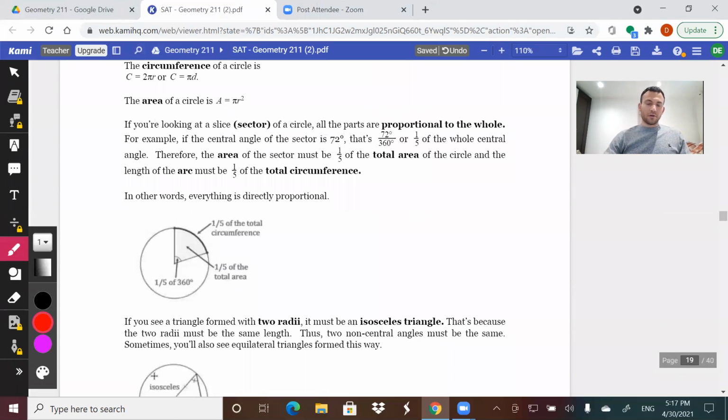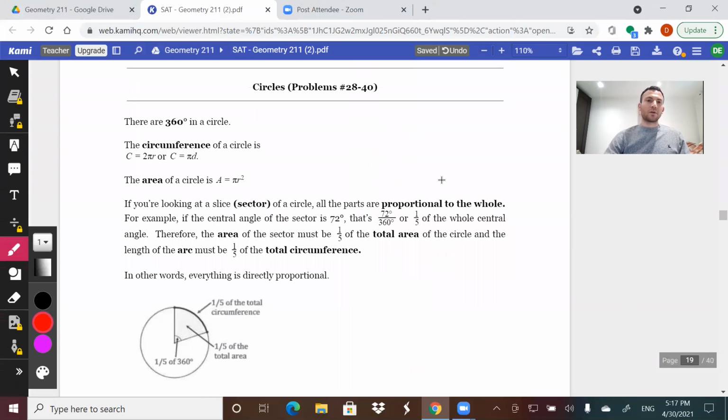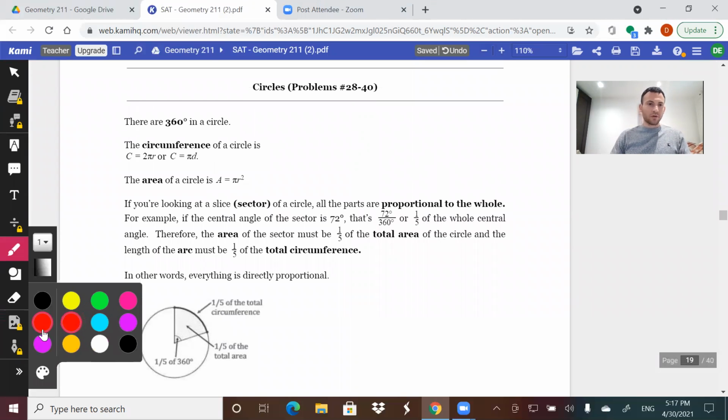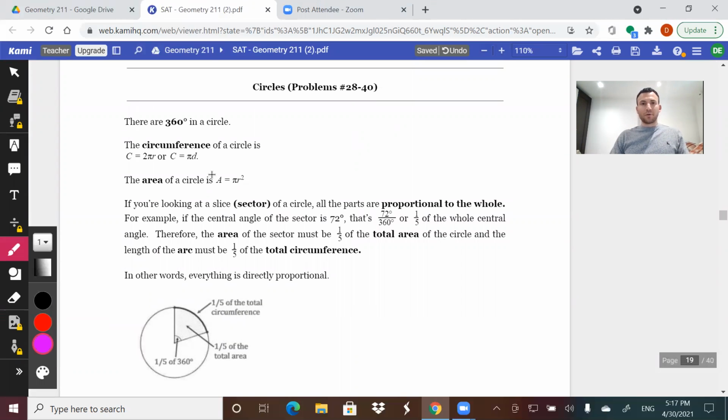So let's look at circles. We have a couple of concepts to quickly cover, and then we will look at 3 circle problems. I'll show you the 3 most popular circle problems. Okay, so you need to know a circle is 360 degrees. You need to know the circumference and the area of a circle. So 2 pi r circumference, or pi diameter.